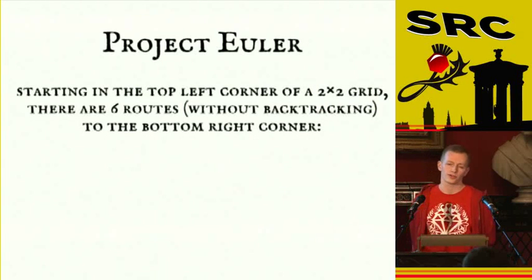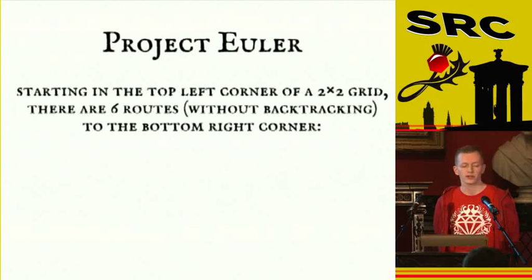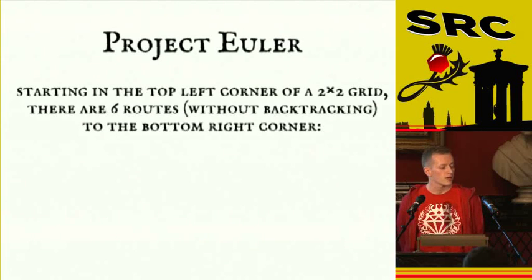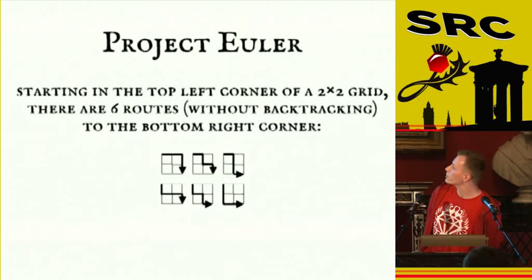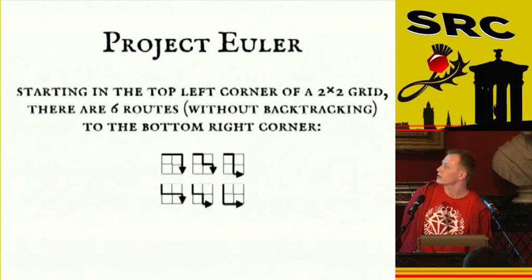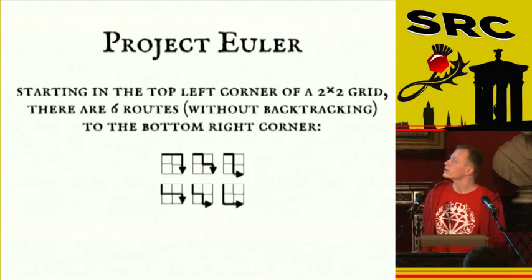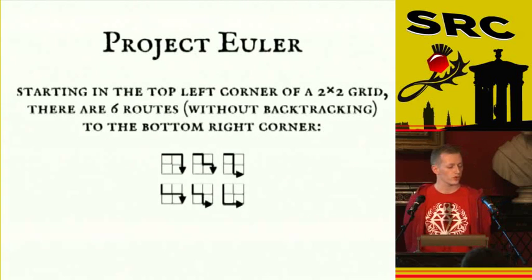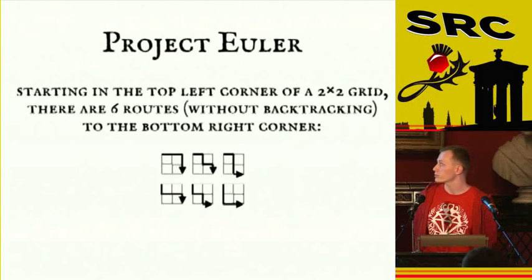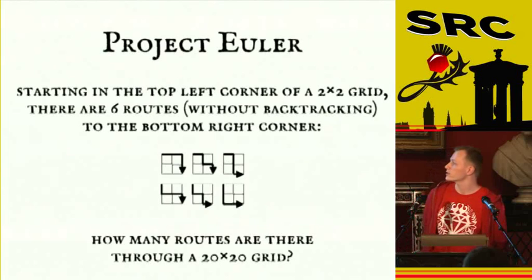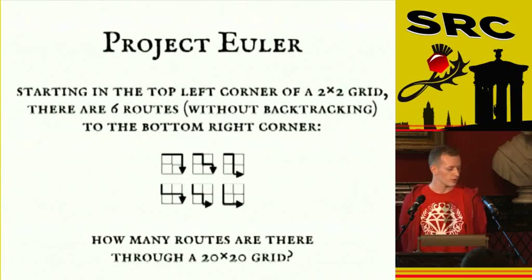Starting in the top left corner of a 2x2 grid, there are 6 routes, without backtracking, to the bottom right corner. It looks like this. If you consider the upper left corner your home and the lower right corner your coffee place, there are 6 ways to get there, so after a week you will have to start repeating yourself. How many routes are there through a 20x20 grid? It's a typical everyday problem we face.